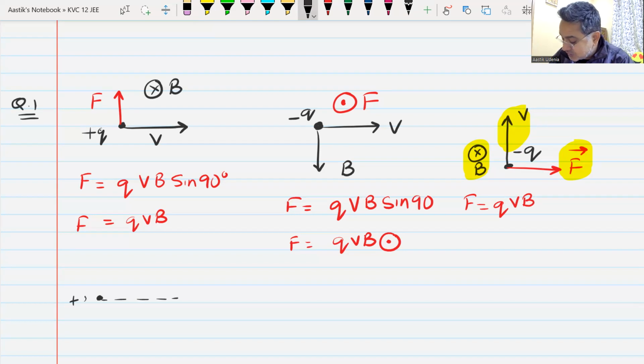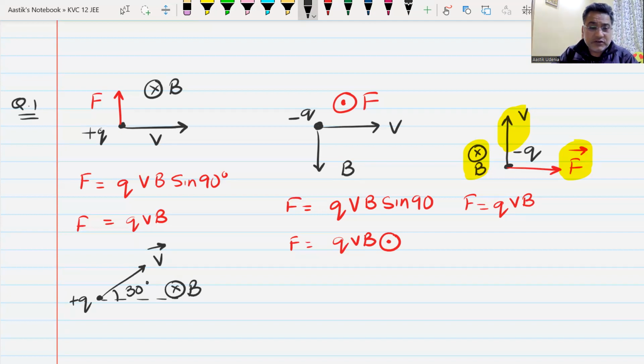A positive charge plus q is moving with a velocity v like this. The angle here is 30 degrees and the magnetic field is going inside. Again, I'll give you 2 minutes to tell me the answer. In this case, V is at an angle of 30 degrees, B is inside. What is the magnitude and what is the direction of magnetic force? Give me the answer. If you can understand this, everything else is very simple.